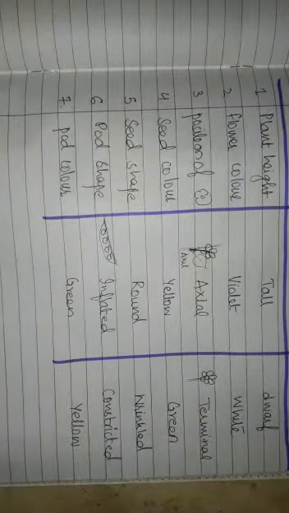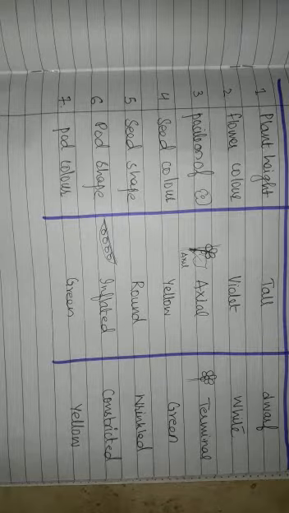The genetic makeup of an individual is called genotype, and the external appearance of an individual, such as tall, dwarf, round, green, violet flowers, axial position, all these are the external appearance. So these are called the phenotypes.